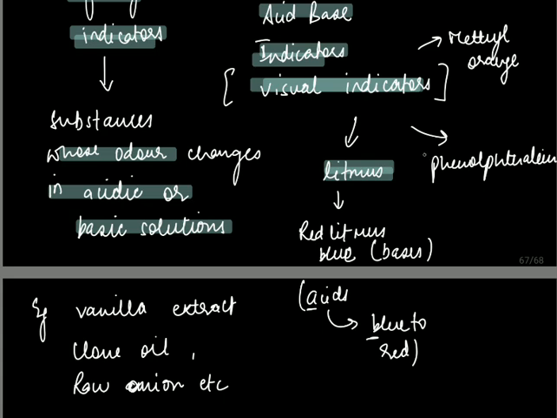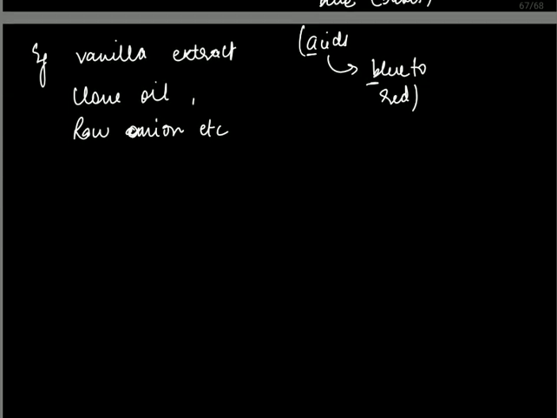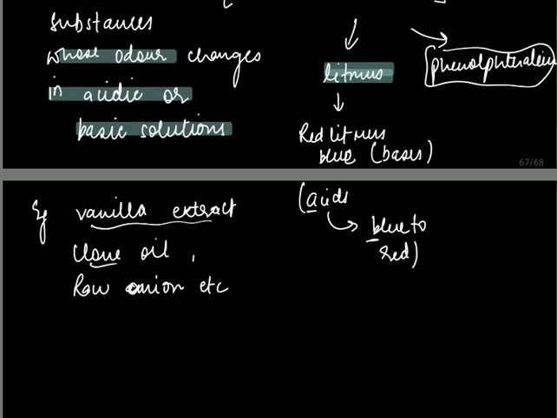Then we have phenolphthalein. Phenolphthalein is a colorless liquid. It remains colorless in case of acid, but in case of base, it changes into pink. Methyl orange is there too. One by one, we'll be discussing all of these. Examples of olfactory indicators: we have vanilla extract, clove oil, raw onion. Many examples are there, but I've taken only a few over here.